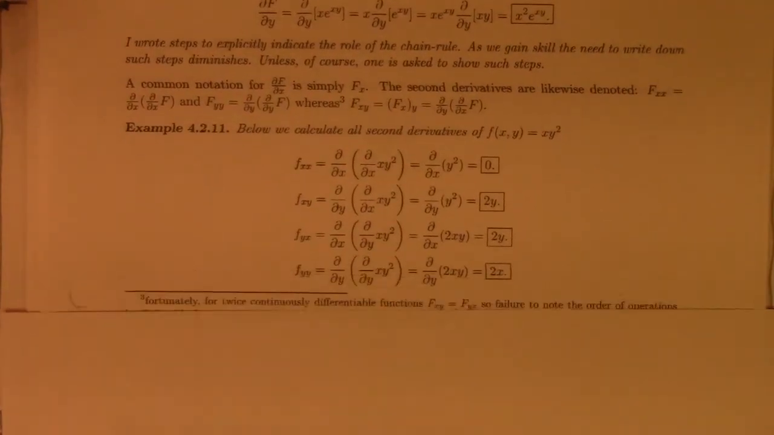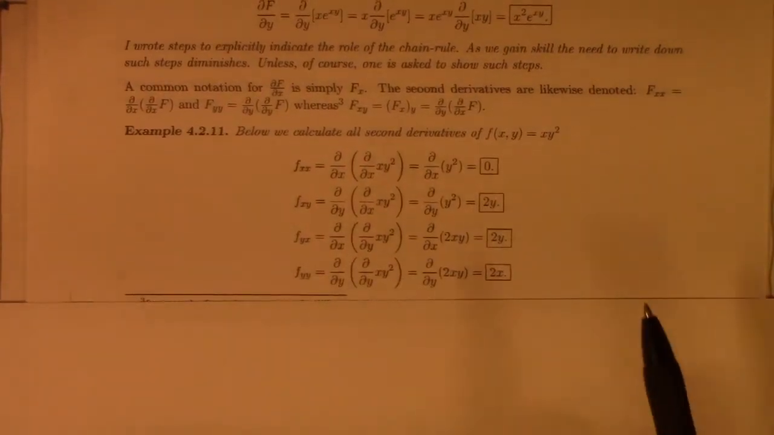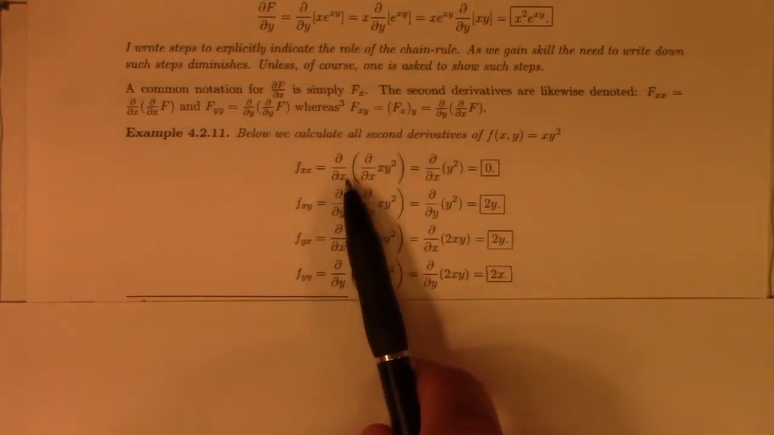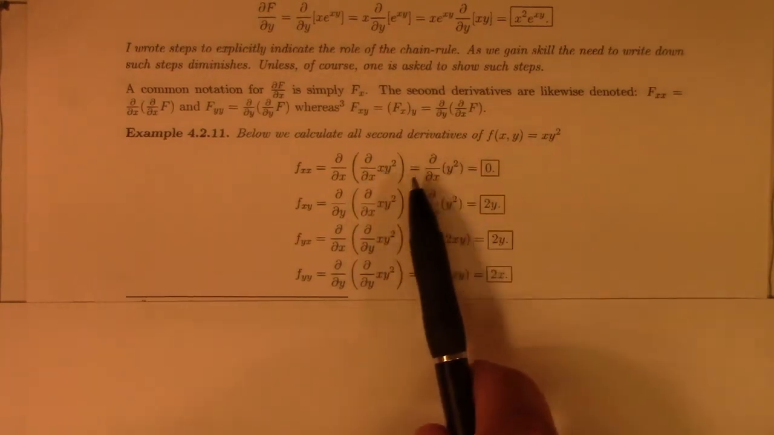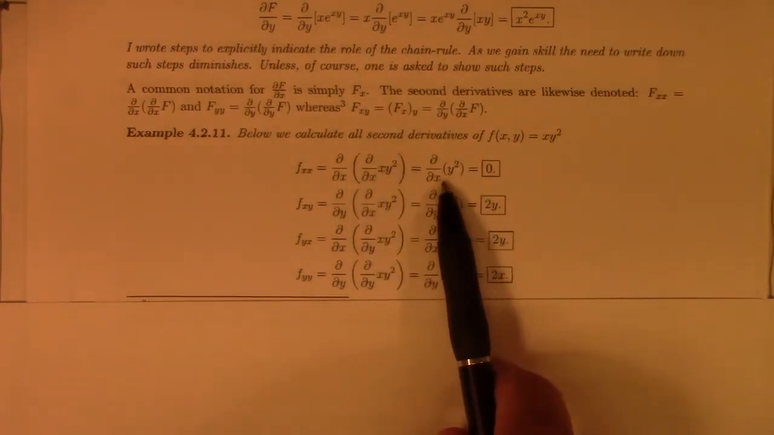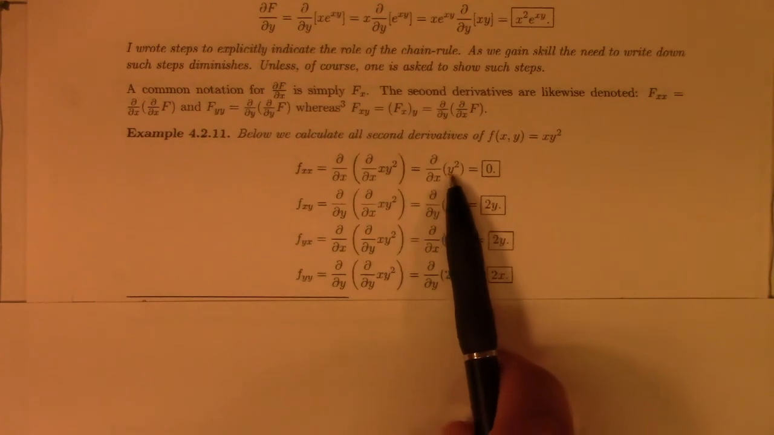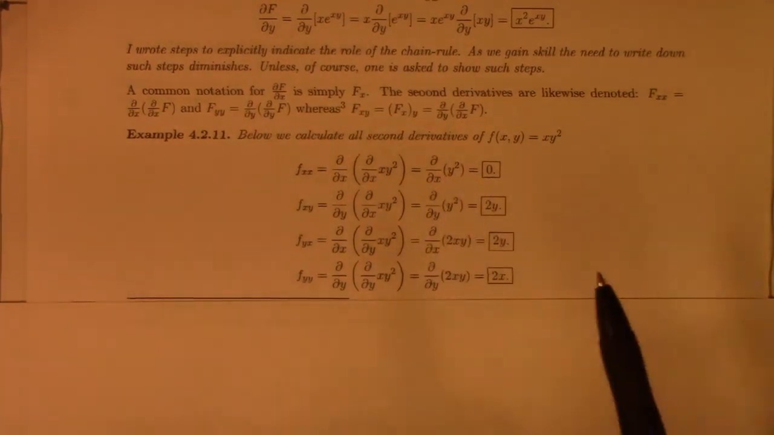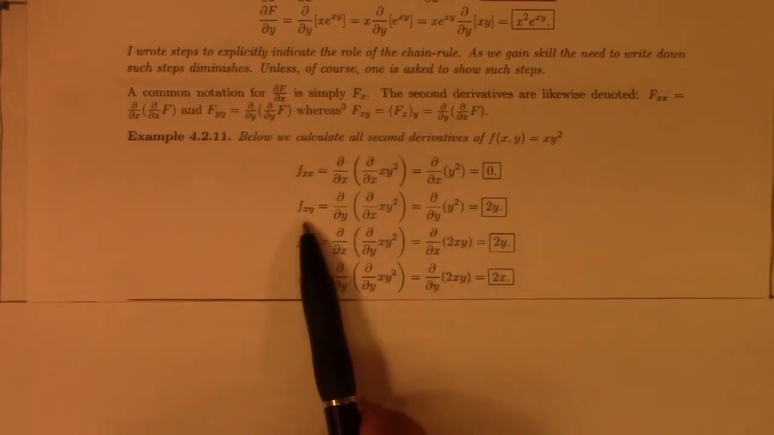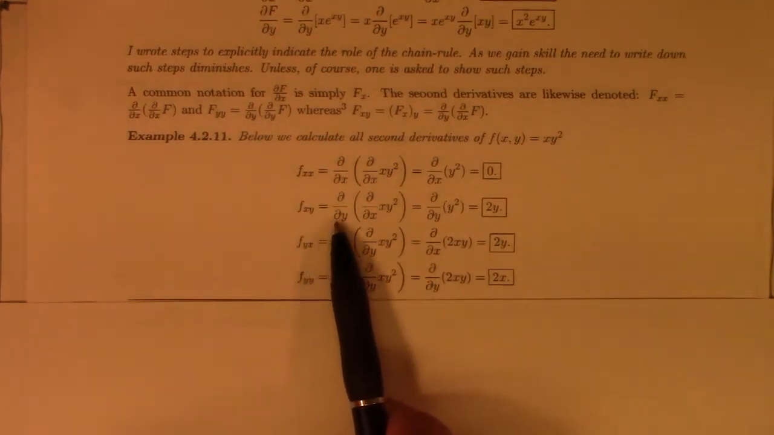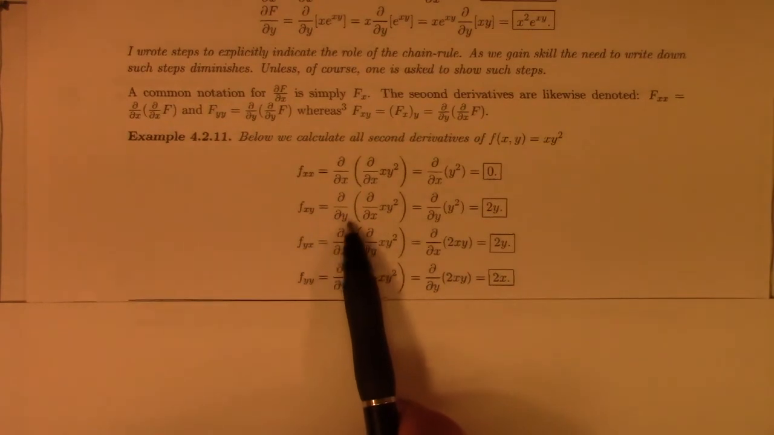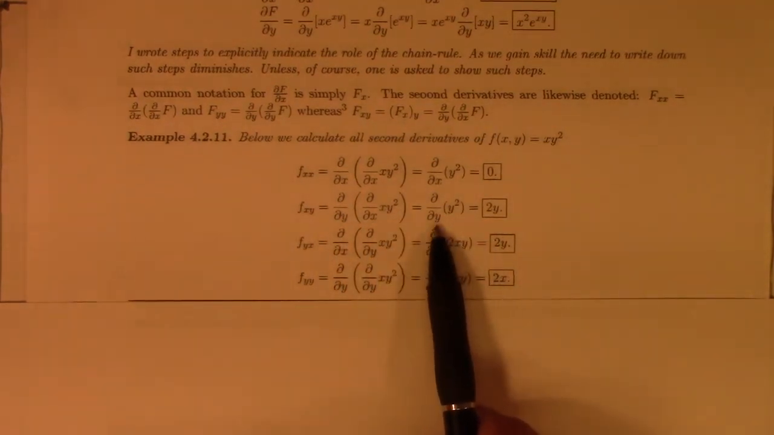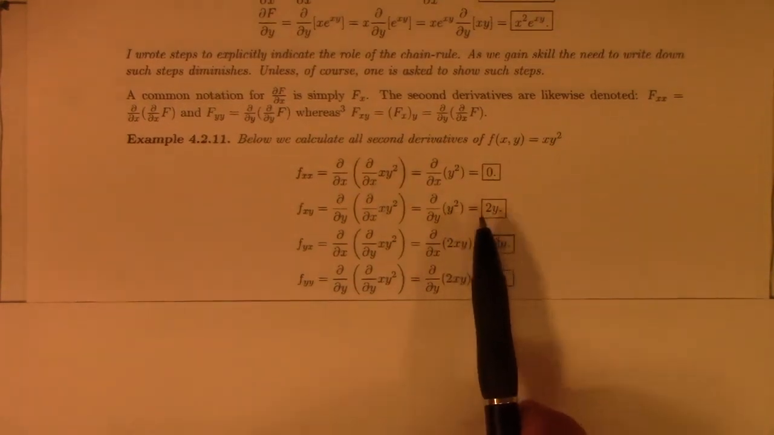All right, here are some second partial derivatives. If we have x y squared, we can calculate fxx. It's partial x of partial x of x y squared. So that first one gives me y squared, and when we partially differentiate y squared with respect to x, we get 0 because y is constant with respect to the x partial derivative. And when we do fxy, we get partial y of partial x of x y squared, which is just y squared, and then partial y of y squared is 2y.